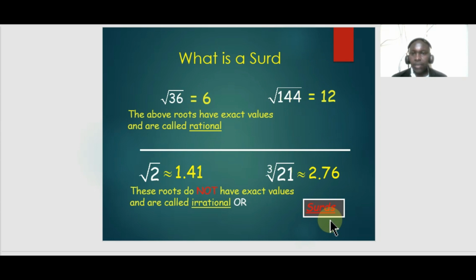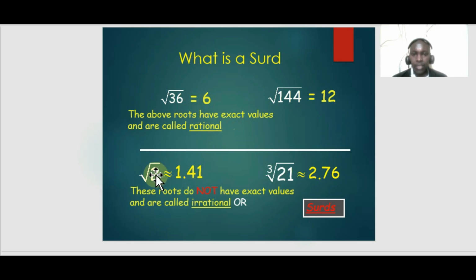So let us begin with the meaning of a surd, understanding what a surd is. For proper understanding of a surd, we are going to use these four examples that are here. Number 1 is root of 36 will give us 6. Root of 144 will give us 12. So you realize that these two have got exact values and they are called rational numbers.